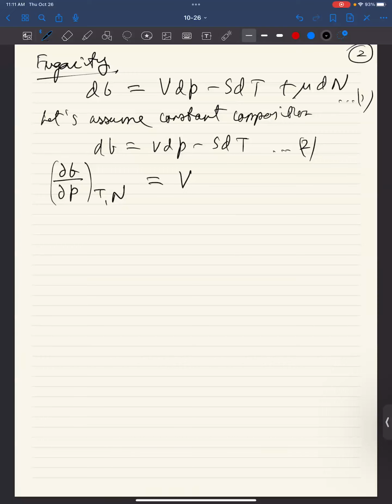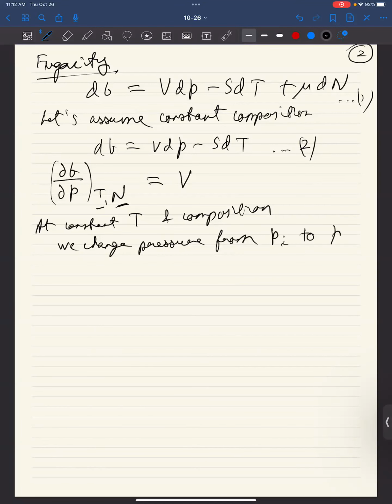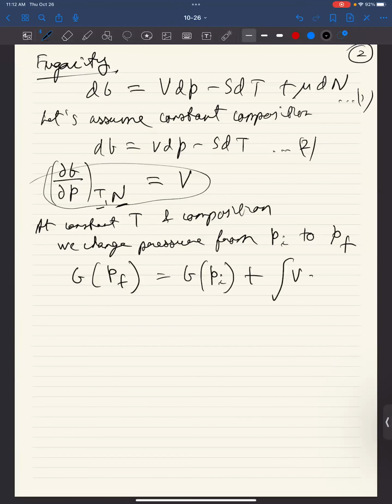Now let's imagine constant temperature and constant composition, and we change the pressure from some initial value Pi to some final value Pf. What is going to be the change in G? We can just integrate this. It will look like a simple derivative because it's no longer partial. So G at a final pressure Pf is equal to G at an initial pressure Pi plus the integral of VdP as you go from Pi to Pf.